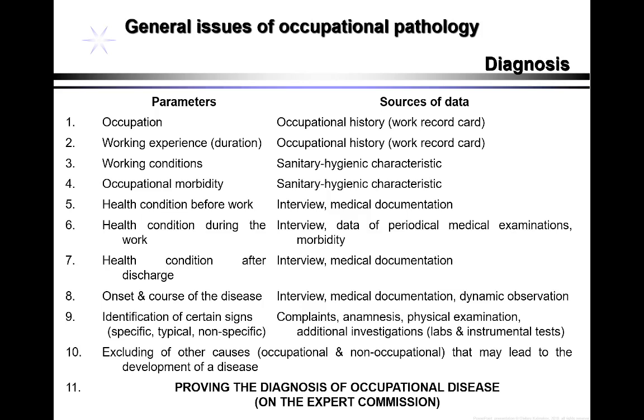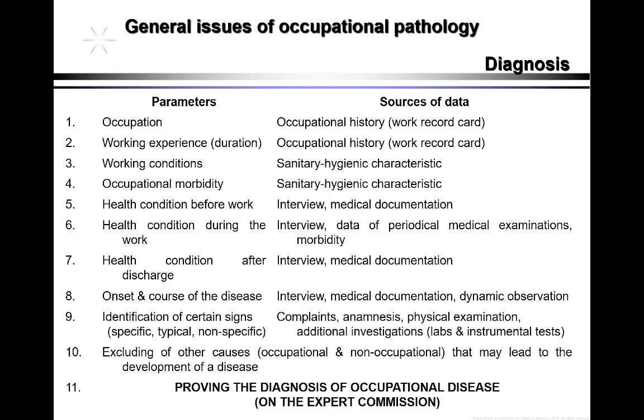Stable course, or progressive, slowly or quickly progressive, or regressive, improving. And in relation to stoppage of work, in classic cases, we have correlation between the fact of stoppage of work and improvement of the health of some person. Then the important things are onset and course of the disease, because for certain diseases there are specific patterns of beginning and course.